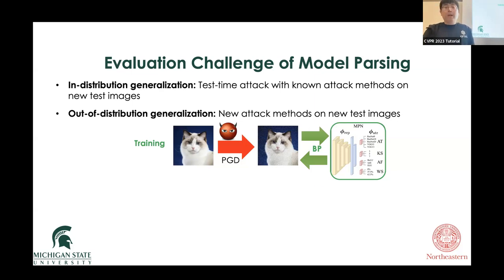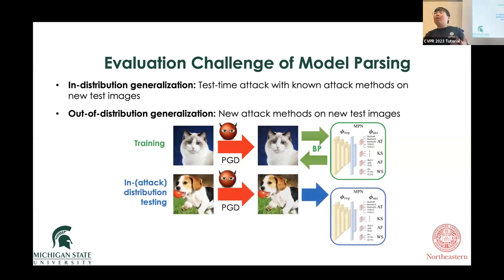This is a training. And the testing is we deploy this trained network. Now we consider two different testing scenarios. One is in-distribution testing, which means we consider the same attack method as in the training set, but apply it to different test images. The images become different, but the attack method stays. So in that scenario, we want to see whether we can tune the model parsing performance, which means we can correctly estimate the model properties from the attack instances built upon the new test images.